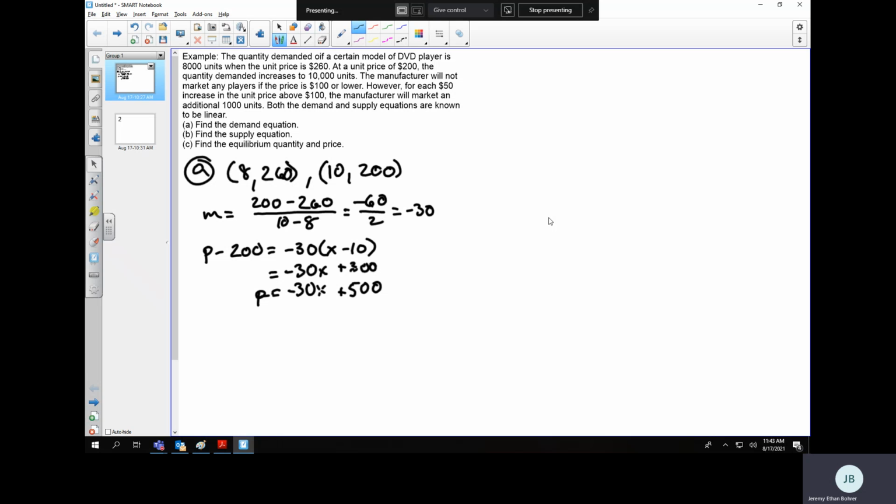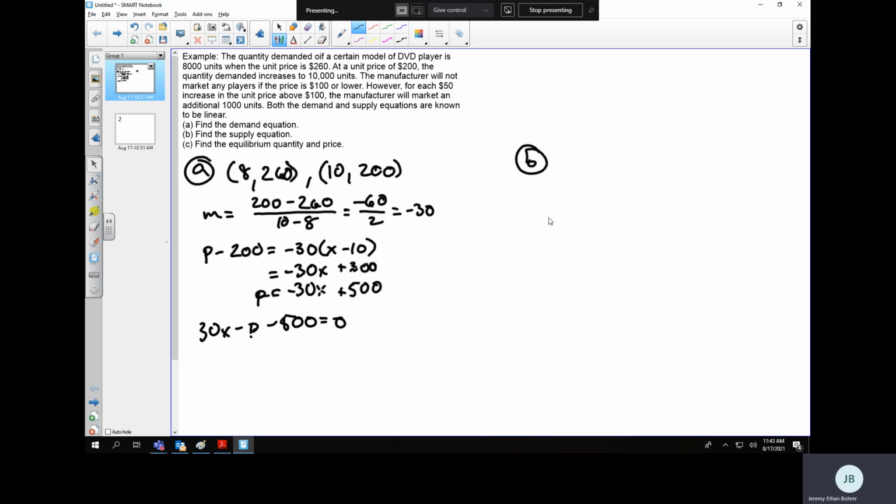But the supply equation is going to be 30x minus P minus 500 equals 0. The demand equation, not the supply equation. We usually say supply and demand instead of demand and supply, but we usually figure out the demand equation first. So it confuses people a bit, particularly me when I am working off the cuff here.